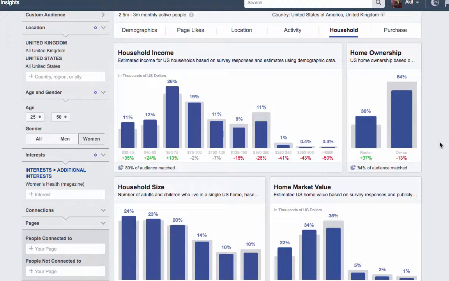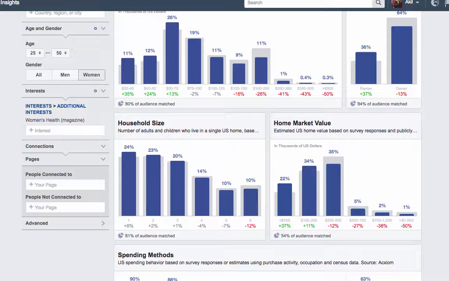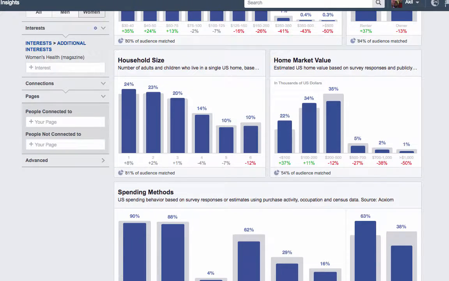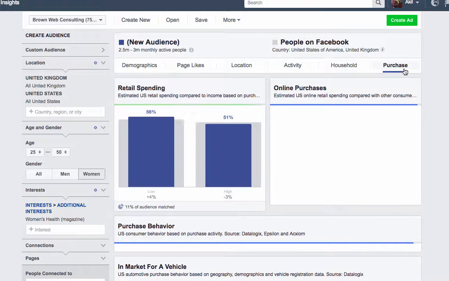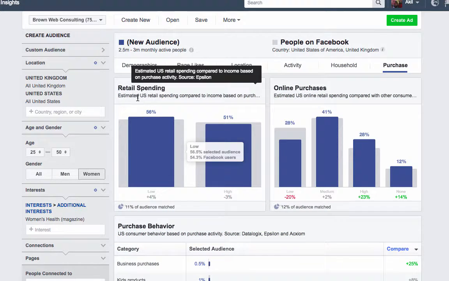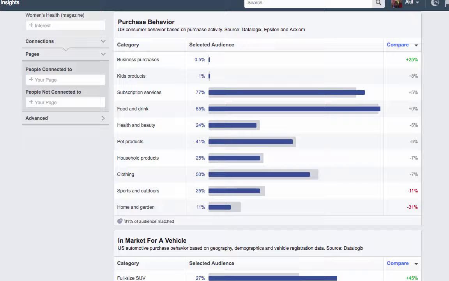A majority of them own their home, 64% rather than 36%. And this is all stuff people filled in on Facebook, and Facebook is giving it to you to use in your targeting. Hopefully that helps. I'll show you another product shortly in another video, but you can see whether they are purchasing stuff online. The retail spending is 56%, and then 51%. So they're buying stuff online. It's a medium, between 41%. These are the things you can look at when you're targeting as well.